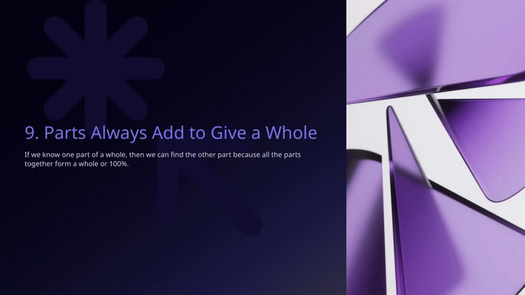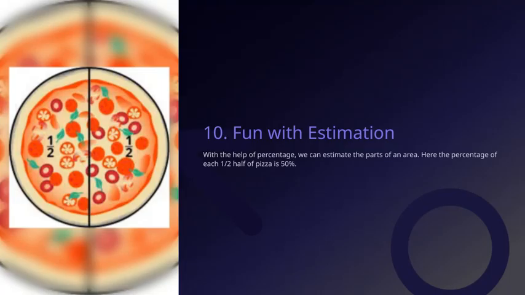This idea is really important because it shows us how parts relate to the whole, which is a key concept in understanding proportions and how things fit together. Whether you're working with data, recipes, or any kind of problem, knowing one part can help you understand the entire picture. Now, let's have some fun with estimation.